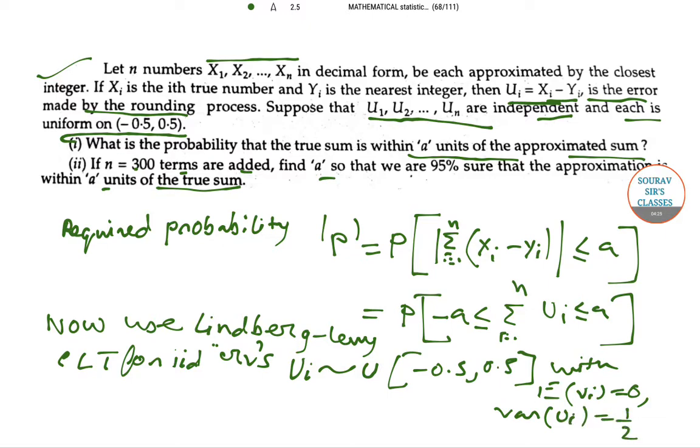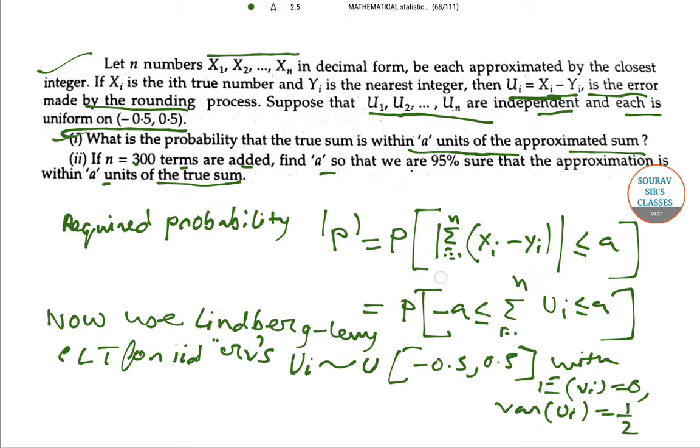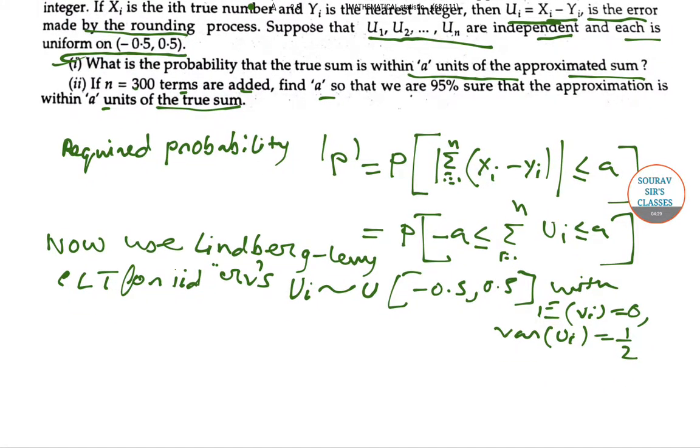So now we'll first answer question number 1. For question number 1, the probability equals 2 phi of a root over 12 by n, minus 1.